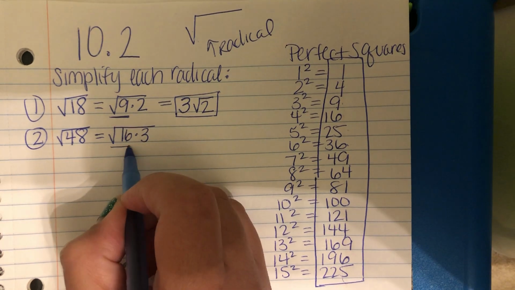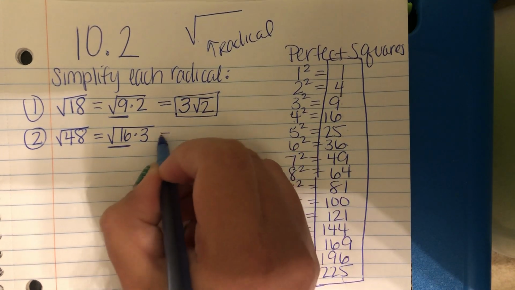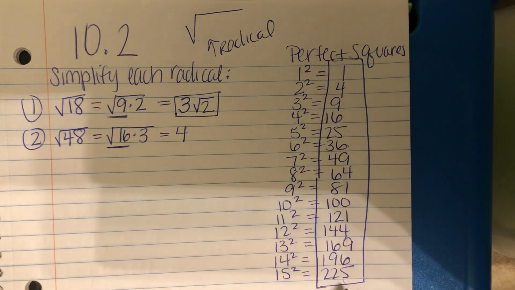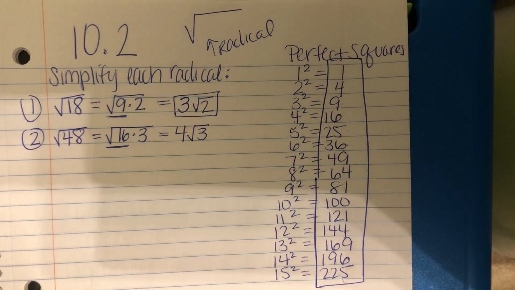What is the square root of 16? The square root of 16 is 4. So this will be 4. And then I can't square root 3 because 3 is not one of these perfect squares. So it stays under the root. So 4 square roots of 3.